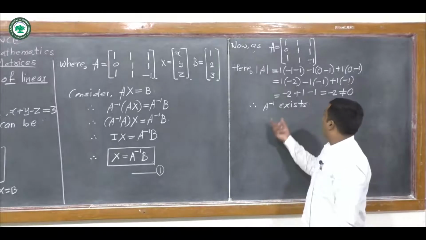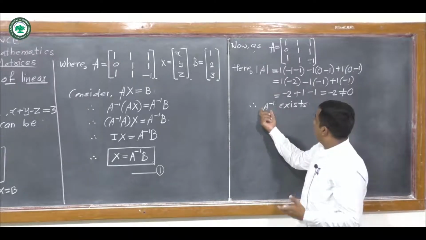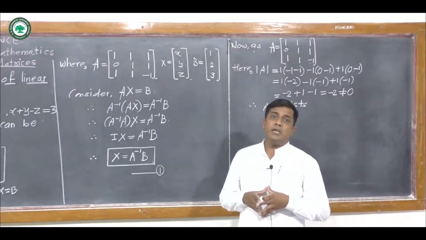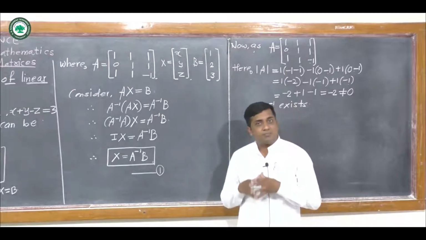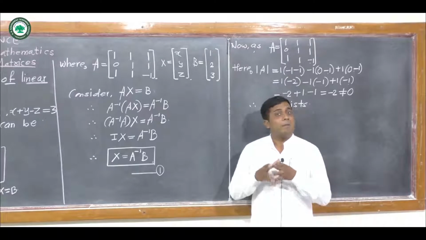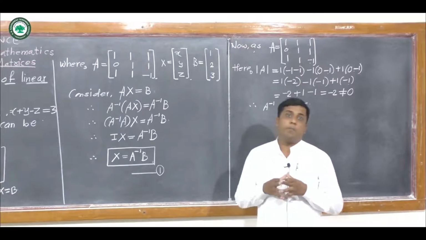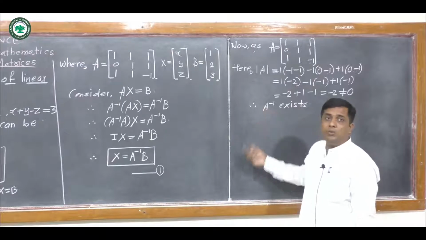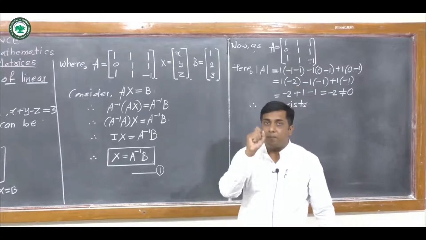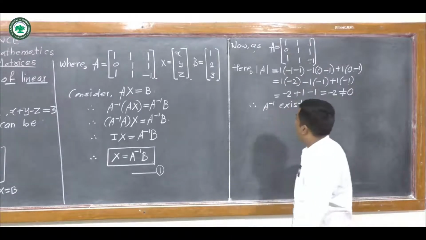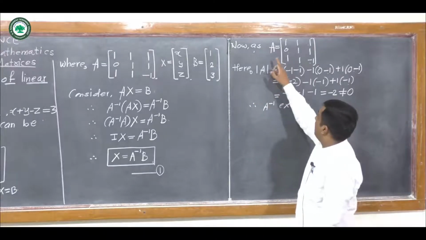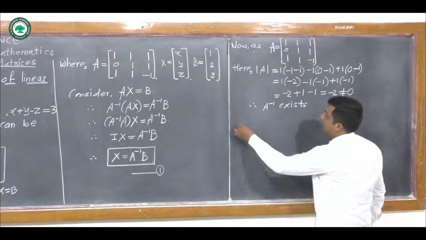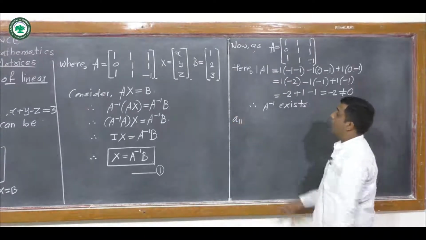So here we consider the inverse exists. Now we find this inverse either by the transformation method or by the adjoint method. Let's find this inverse by using the adjoint method. So again, to find the inverse we consider this matrix A. So here the first element is A11.